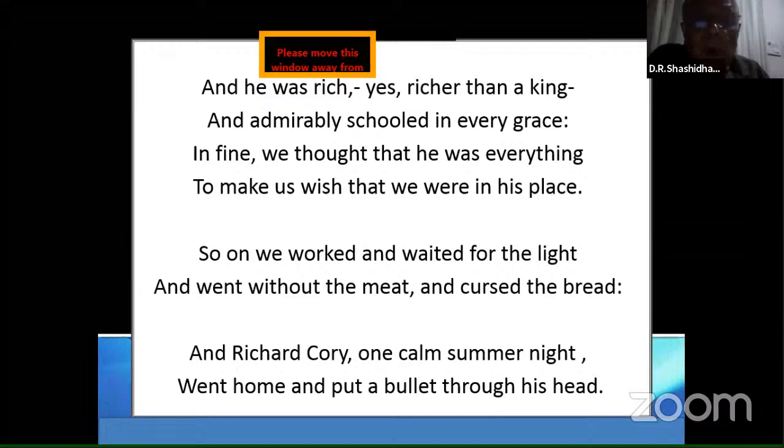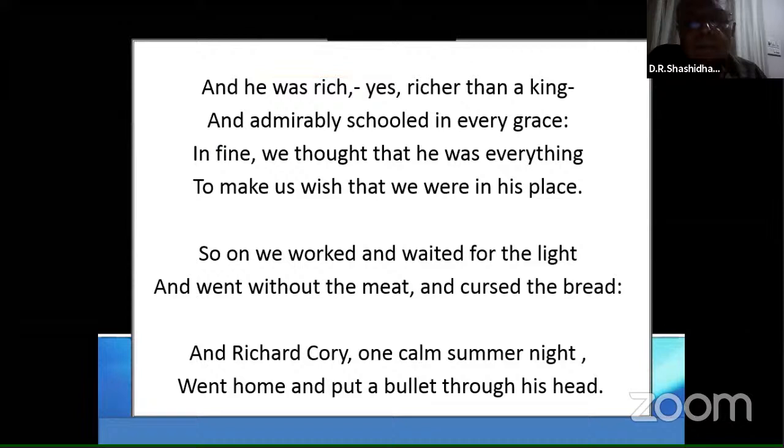We thought that he was everything to make us wish that we were in his place. In fine, we thought that he was everything to make us wish. We thought that he was everything to make us wish that we were in his place. Complex. Two clauses.